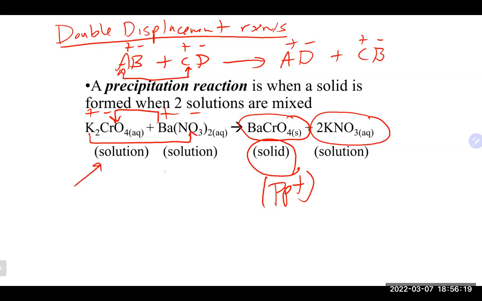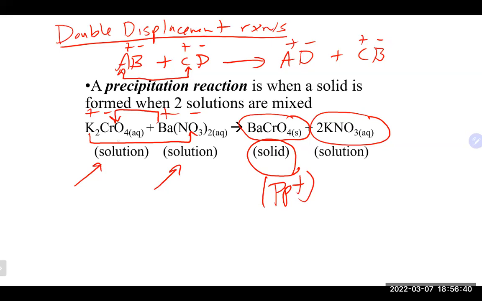Both of these guys are solutions. You take two solutions, mix them together, and you get the solid that actually forms. And that is what is referred to as a precipitation reaction. Big classification is a double displacement reaction. Any questions on that there?